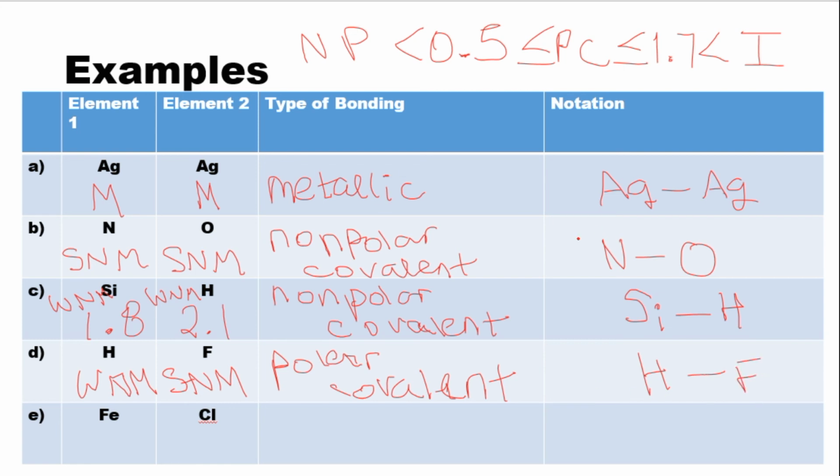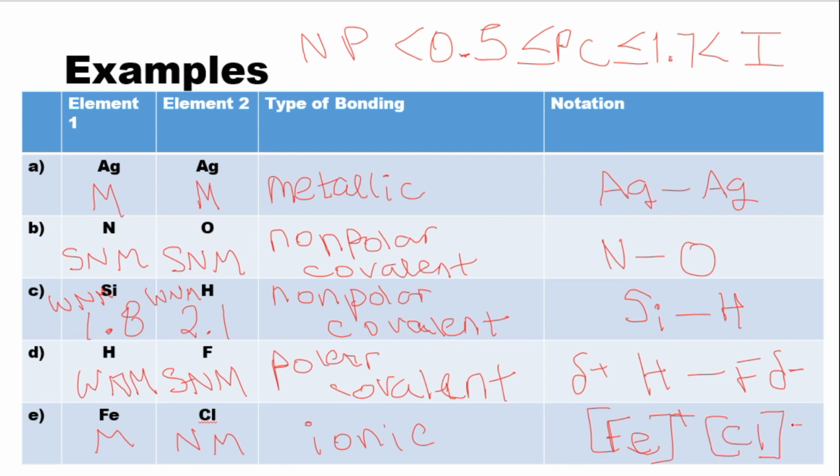And so hydrogen is normally a positive cation, but now it's bonded to another nonmetal, and so it's going to become partially positive. Fluorine is normally a negative anion, but it is bonded to another nonmetal, so it's going to become partially negative. All right, and then the last one, you have a metal plus a nonmetal, and that's going to be ionic, right? You have a cation plus an anion. Right, so you have iron, and iron is going to become positive, and chlorine is going to become negative.